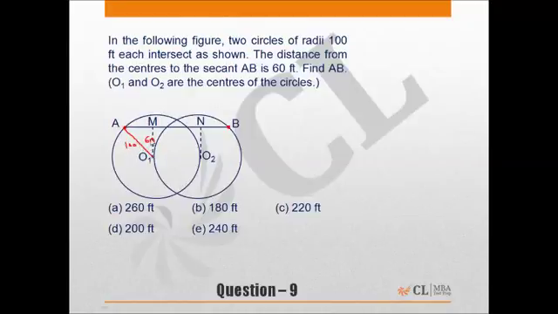If this is 100, this is 60, this must be 80, Pythagorean triplet. So this is also going to be 80, same here. And MN will be equal to the radius, because O1, O2 is also a radius. So this will be 100. So 100 plus 80 plus 80, it is going to be 260. Next question.